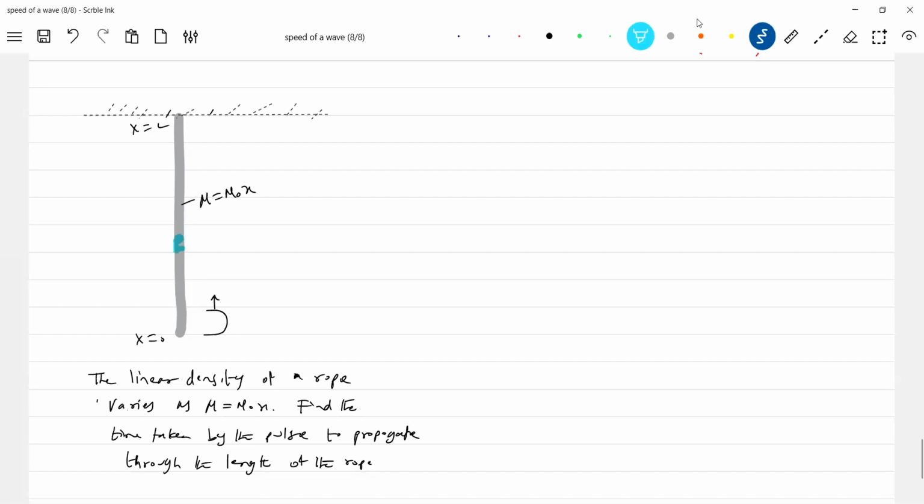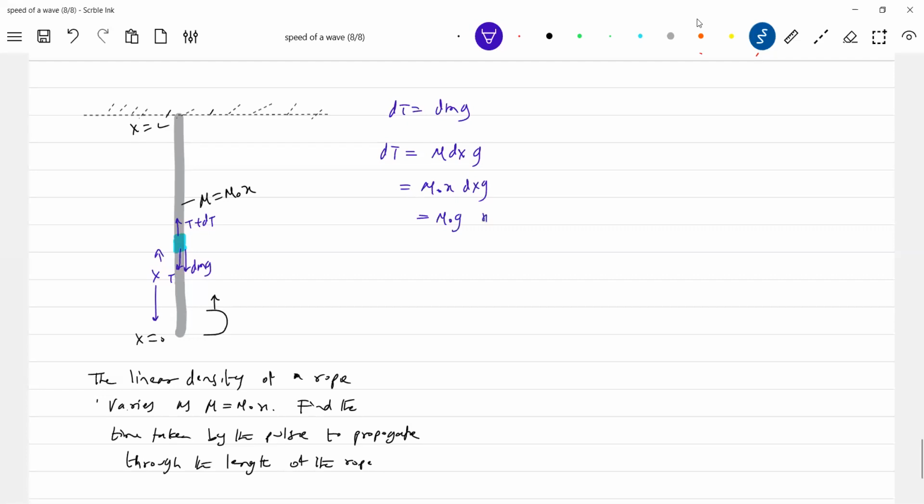So I'll assume a small elemental length of the rope at a distance x. Here the tension is T plus dT, here T, and dm g. Okay, T and T get cancelled, so this will be mu dx into g. What is the value of mu? Mu naught x dx g. Integrating from 0 to x. Okay, fine. Then v equals root of T by mu.